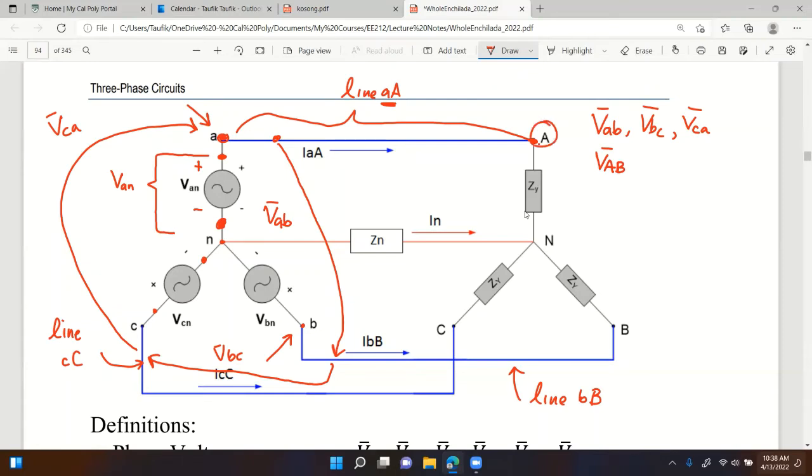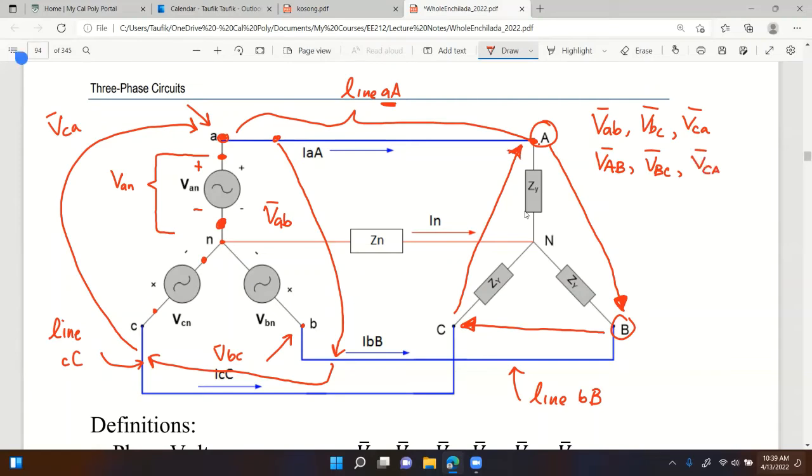On the load side, I also have line-to-line voltage, right? From A right there to B right there, that's the line-to-line voltage VAB. Let me use arrows here. From A to B, like that. And then what else? Well, from B to C, right there. And lastly, from C to A.